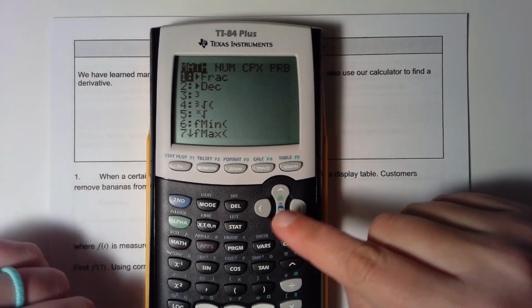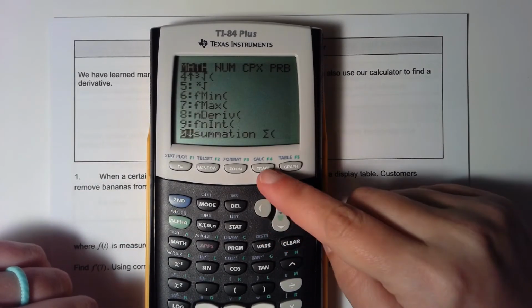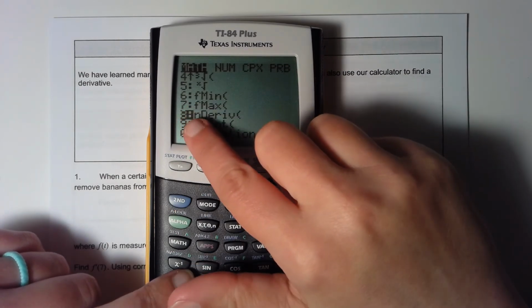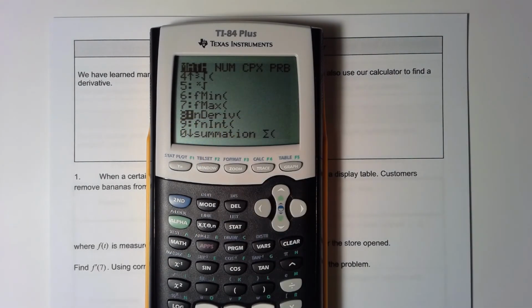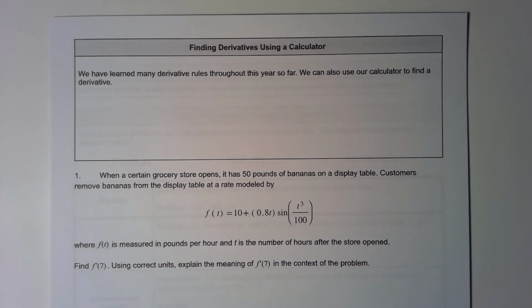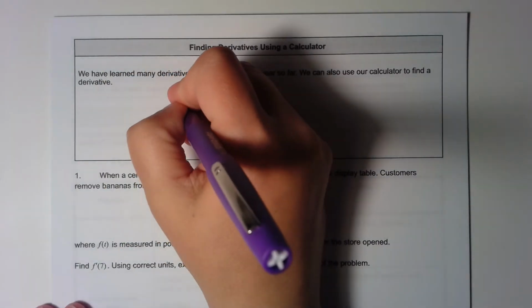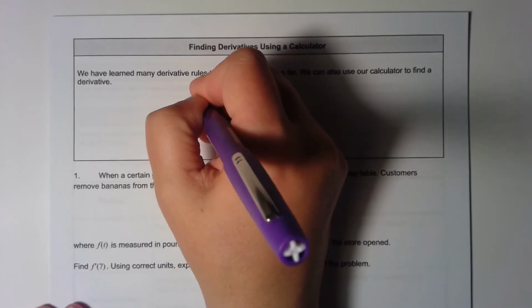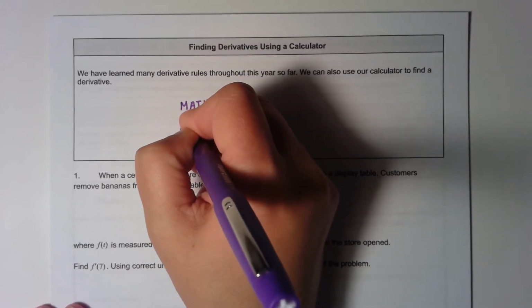If you open the math menu and you scroll down to option 8, you'll see it says N derive. That's short for derivative, and the N is short for numerical derivative. What this means is that you can find a derivative on your calculator, but it will only find you the derivative at a specific value. It's not going to ever give you an equation for a derivative, but it will give you the value of the derivative at a specific number. So, as a reminder, so that you have it written down, if you want to use your calculator to find a derivative, the two buttons you need to push are math and then option 8.